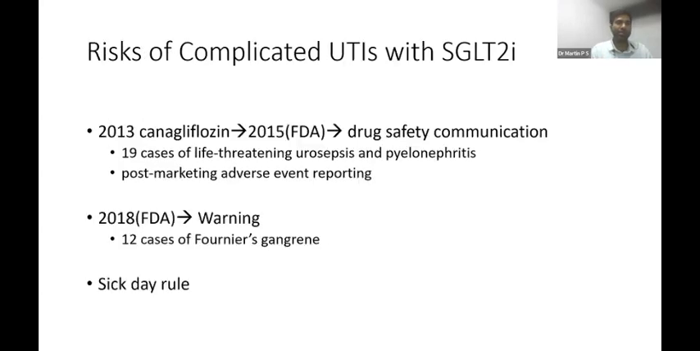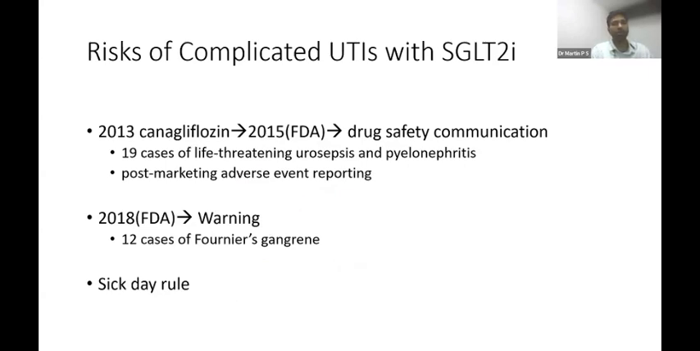But see what happened with SGLT2 inhibitors. In 2013 canagliflozin was released, and in 2015 the FDA released a drug safety communication. That was not for some mild infection. It was for 90 cases of life-threatening urosepsis and pyelonephritis, which were detected in post-marketing adverse event reporting. And again in 2018, the FDA issued another warning saying there were 12 cases of Fournier's gangrene. Fournier's gangrene is an infection which is very difficult to treat. And the sick day rule we all know.